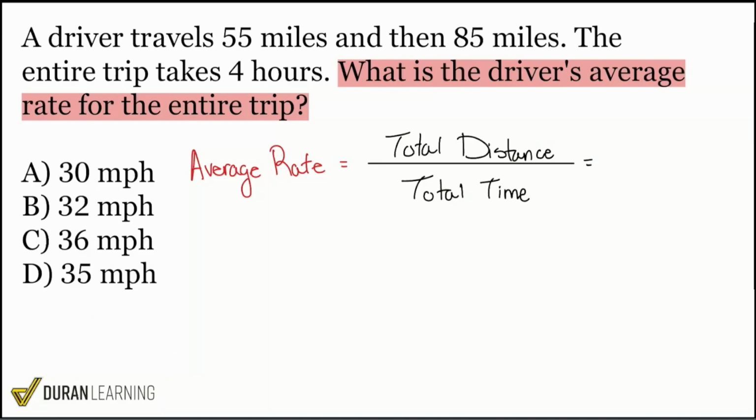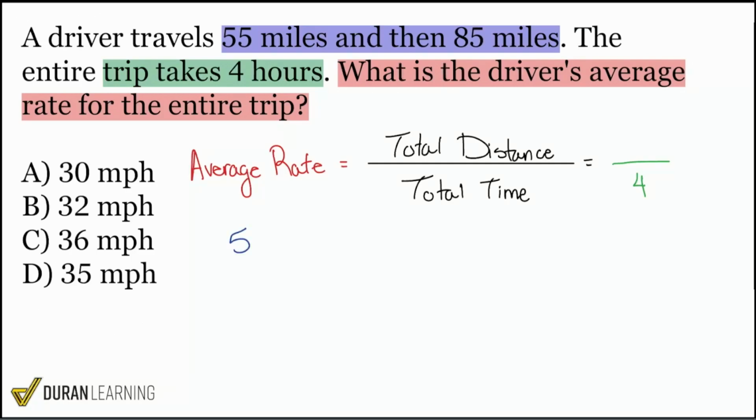We see that the entire trip here takes 4 hours. So we can go ahead and write that 4 right there on the bottom, no problem. But then when it comes to that total distance, we see that we have a couple of legs, 55 miles and then 85 miles. So with that, right here, let's highlight that in blue. So if we have 55 plus 85, what's that going to give us? Yep, that'll be 140. 5 plus 5 is 10. Carry the 1. 5 plus 8, that's going to be 13. Carry the 1 is 14. And so we'll have 140 divided by 4.